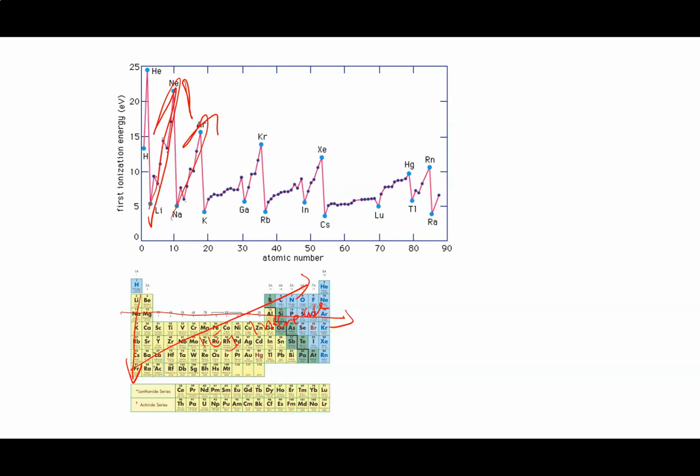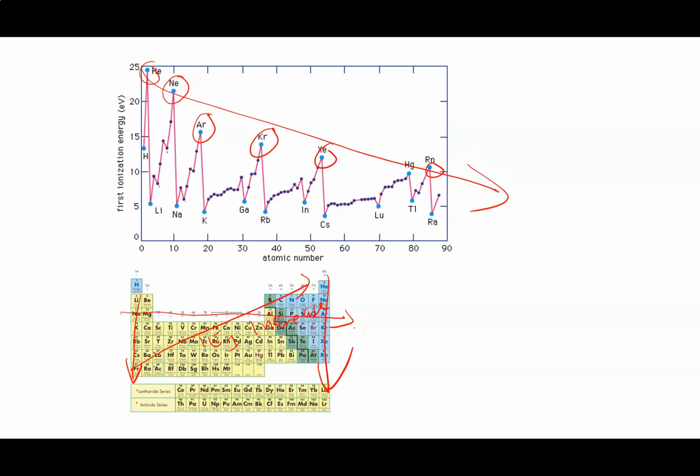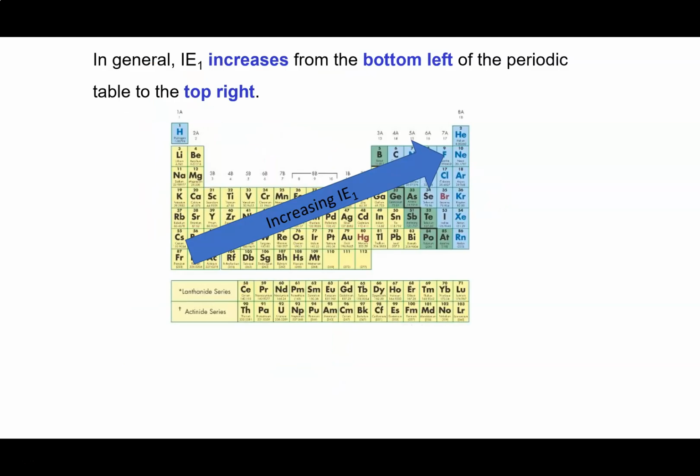There's some lumps and bumps in there that we're not going to tackle, but you can see that the general trend is as you go down a group, the ionization energy decreases, and as you go across a period, it increases. Here's another one, helium, neon, argon, krypton, xenon, radon. You can see that there's a decrease as we go down there. So it seems to be pretty consistent. In general, ionization energy 1 increases from the bottom left of the periodic table towards the top right. Francium to fluorine, increasing IE1, and that's also decreasing radii.